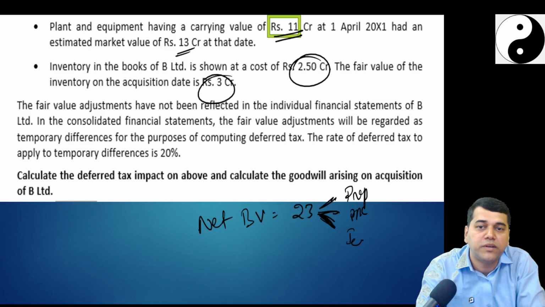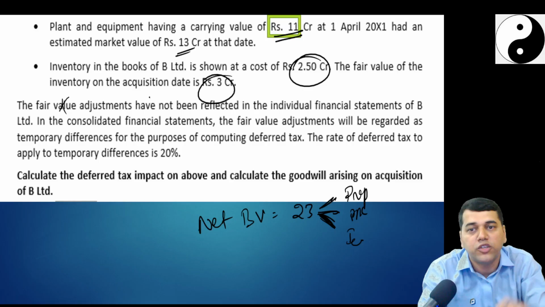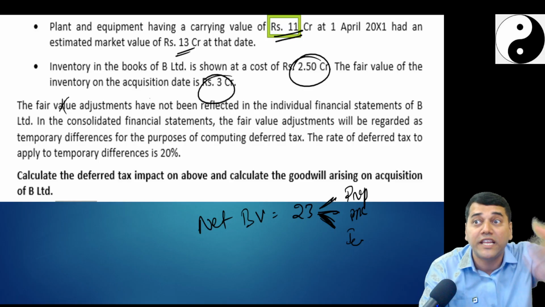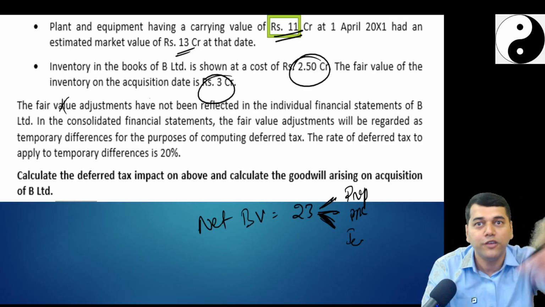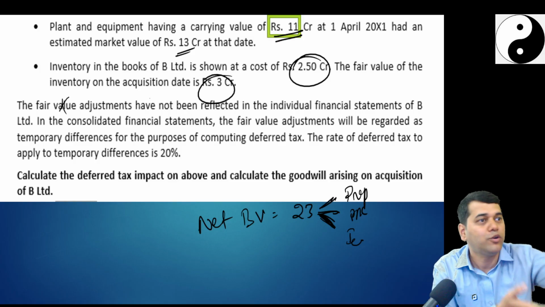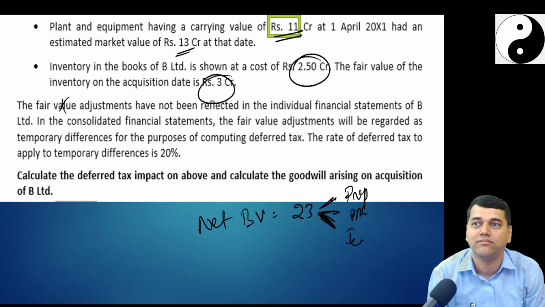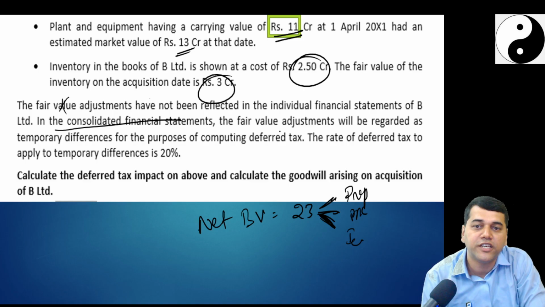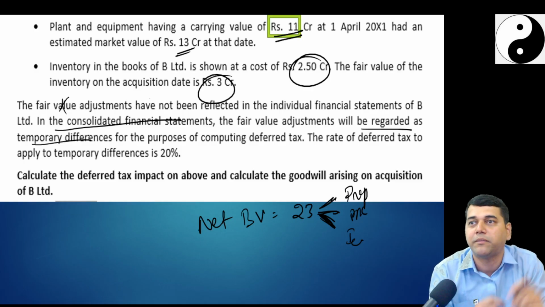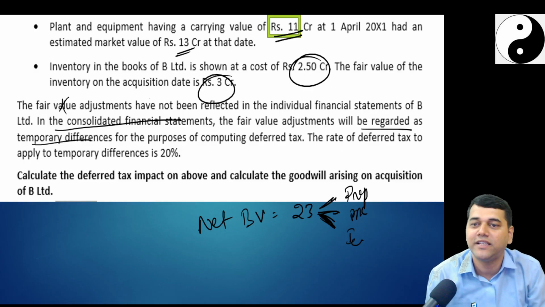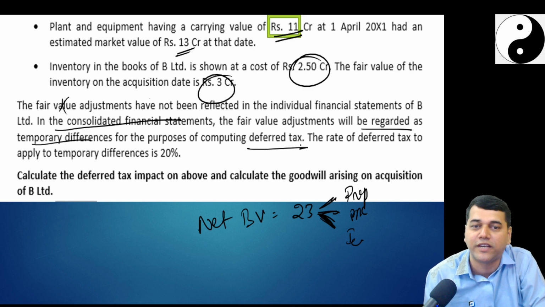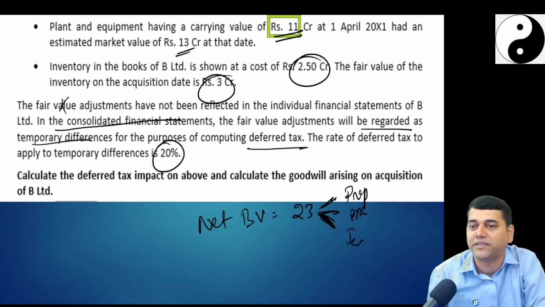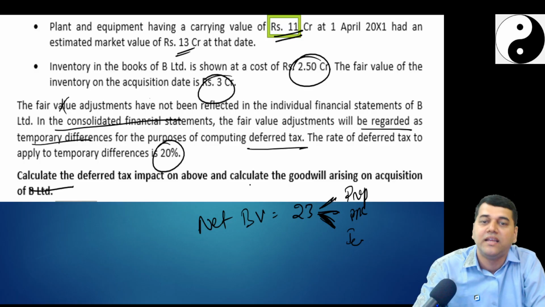The fair value adjustments are not reflected in the individual statements of B Limited. That means in B Limited the book value is 23 only; they did not revalue. If at all it would have been reflected there, then book value would have been equal to fair value. In the consolidated statement, the fair value adjustment will be regarded as a temporary difference, because we don't know, maybe this is a permanent difference, God knows. They helped us, they said it's all temporary difference for deferred tax purposes and you multiply with 20%. Calculate the deferred tax impact and calculate the goodwill.